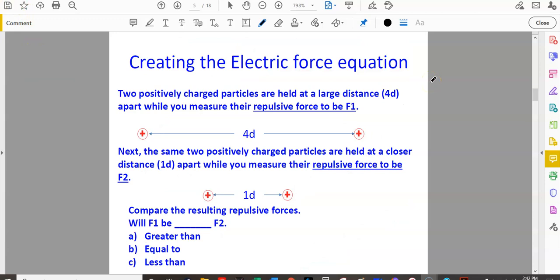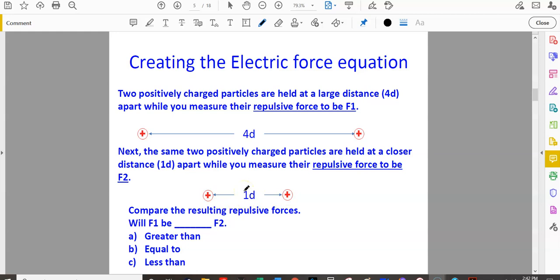Okay, well, let's try this now. You have two positively charged particles that are held a distance 4d apart while you measure the repulsion force between them to be F1, just one force. Well, now you bring those two positively charged objects really close to each other. And now they're only 1d apart, as in right here. And you measure that repulsive force to be F2. What I want you to do is think about which force is going to be greater, F1 where they're a further distance apart, or F2 where they're a close distance apart.